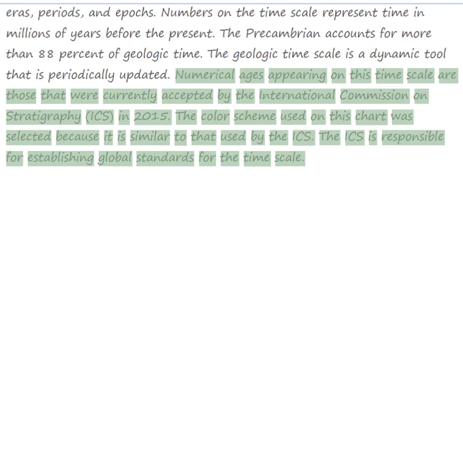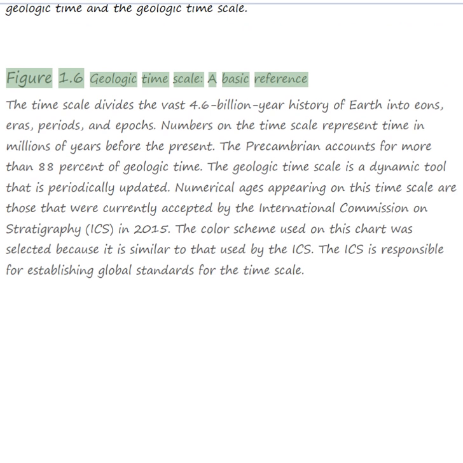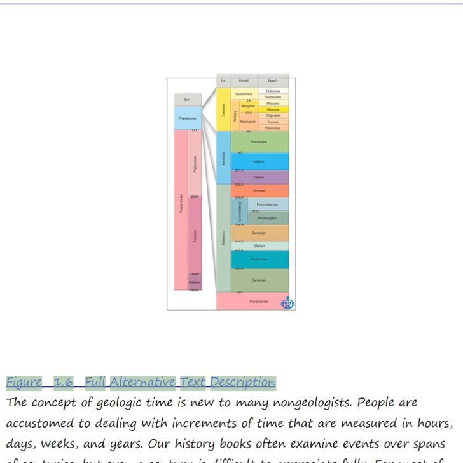Numerical ages appearing on this time scale are those that were currently accepted by the International Commission on Stratigraphy in 2015. The color scheme used on this chart was selected because it is similar to that used by the ICS. The ICS is responsible for establishing global standards for the time scale. Figure 1.6 Geologic Time Scale, a basic reference. Figure 1.6 Full alternative text description.